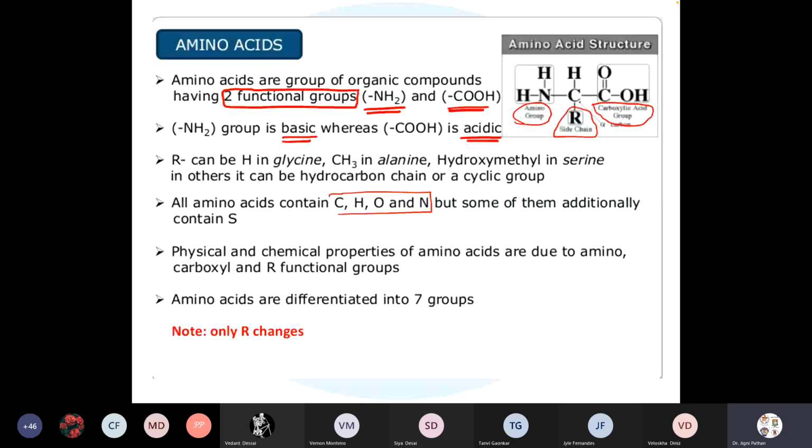Amino acids are differentiated into 7 groups. We'll study further. Note, only R changes. Rest everything remains the same. Only R changes in different amino acids. If R is replaced with H, or if R is replaced with CH3, then you get different amino acids. Please write down this.